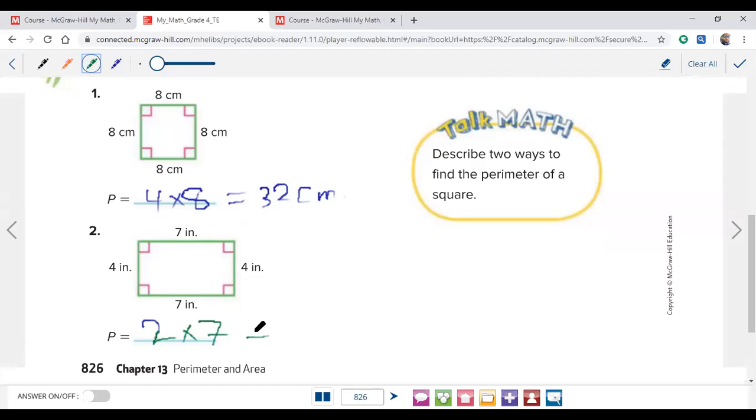plus 2 times 4. The other dimension, which is the width. So I have to multiply 2 times 7 equals what? Yes, 2 times 7 equals 14.